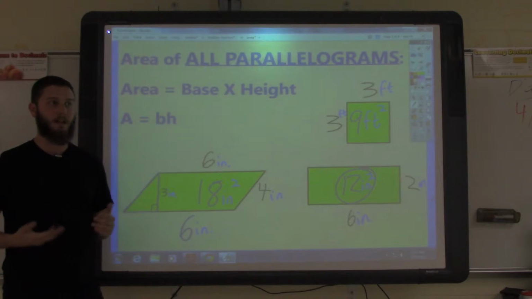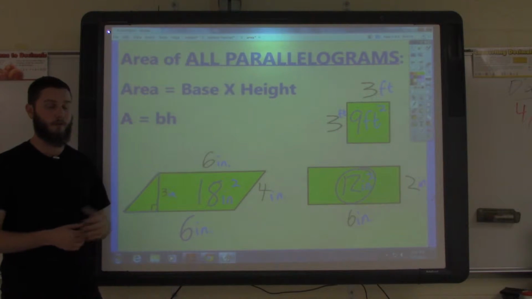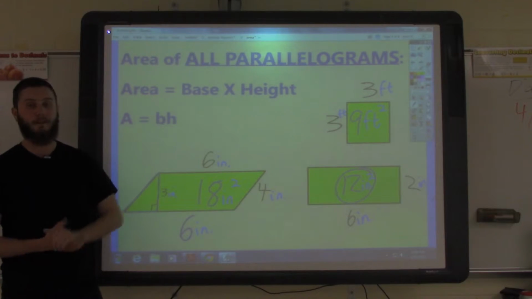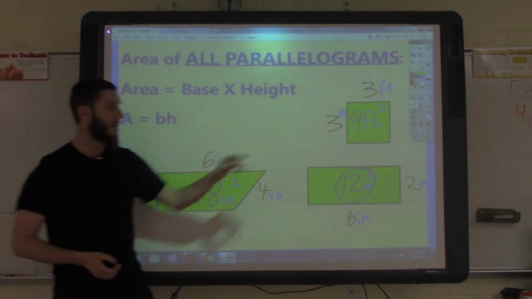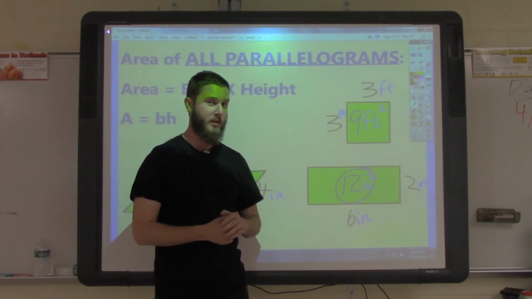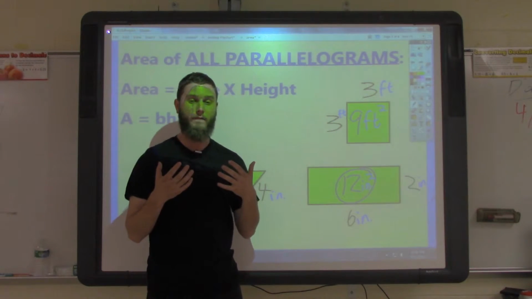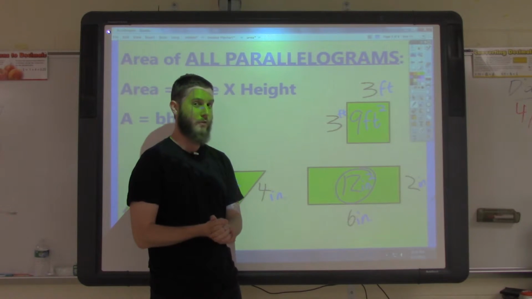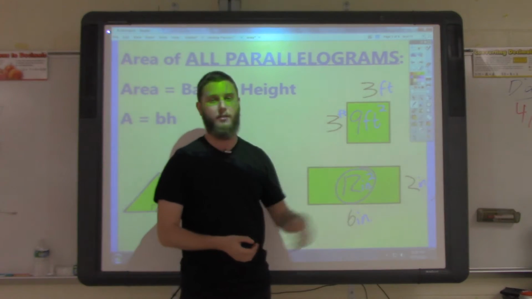Typically, there will be a unit of measurement along with those numbers. In this case, I went ahead and threw in inches and feet for some of these shapes. In the case of this square, if I have a 3-foot by 3-foot box, and I were to find the square footage of that box, I'm going to end up with a square footage of 9 feet squared.